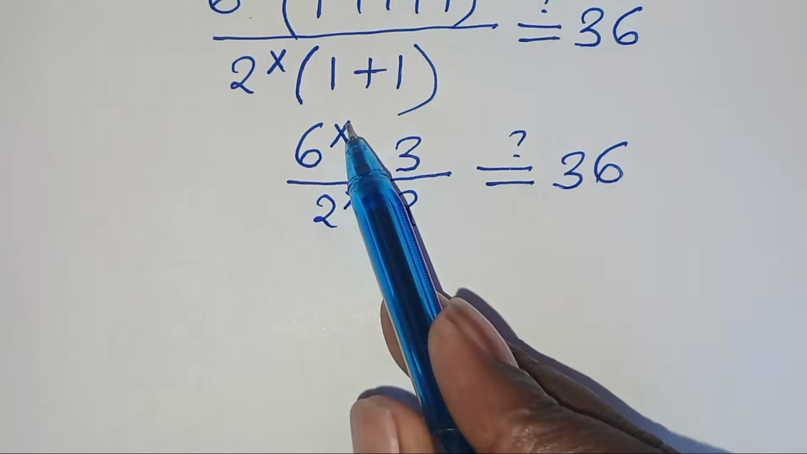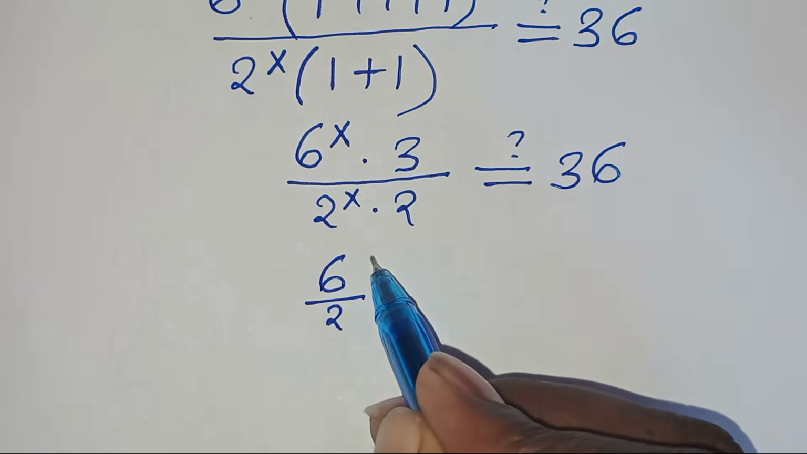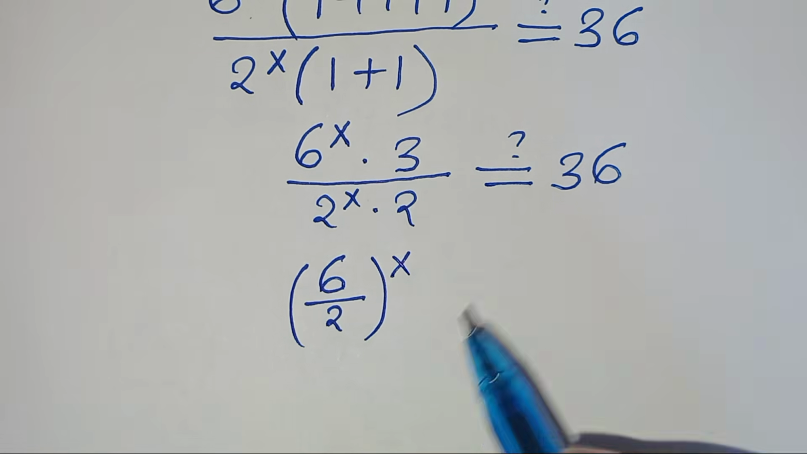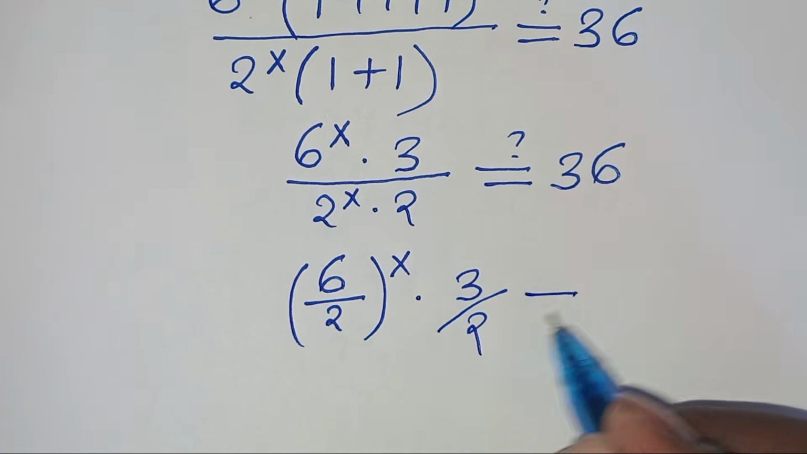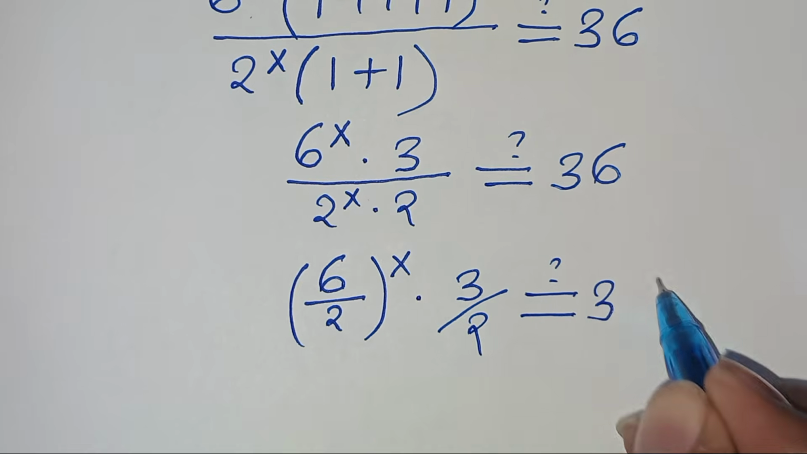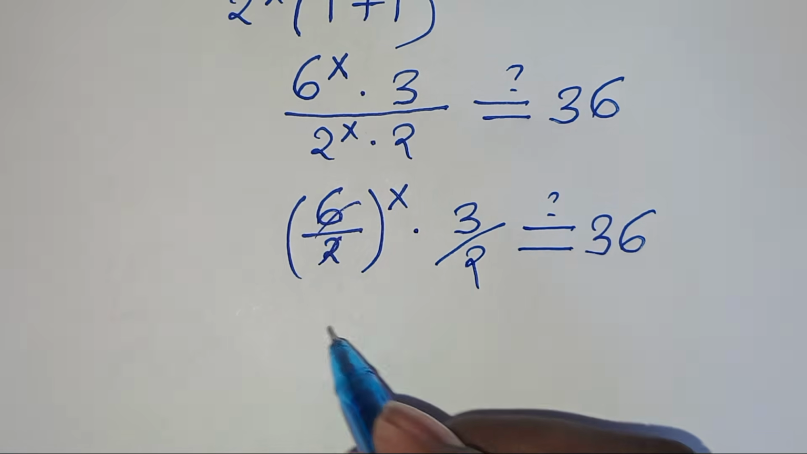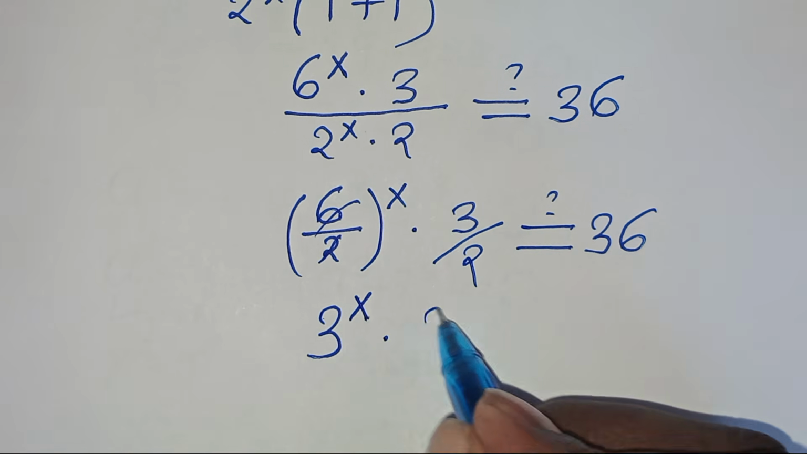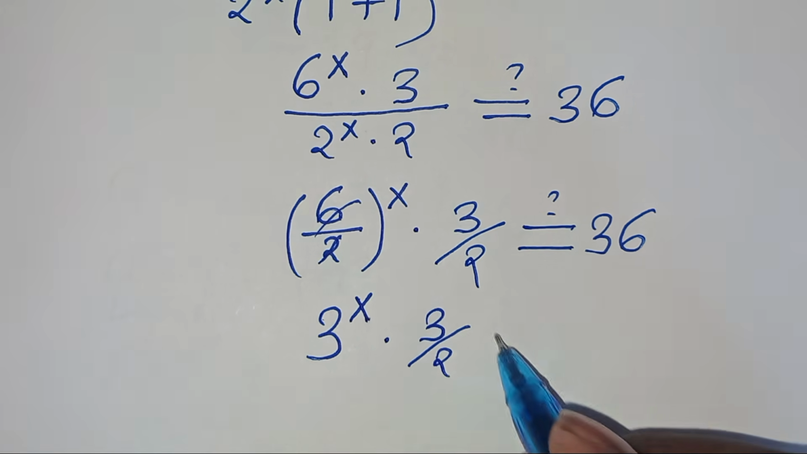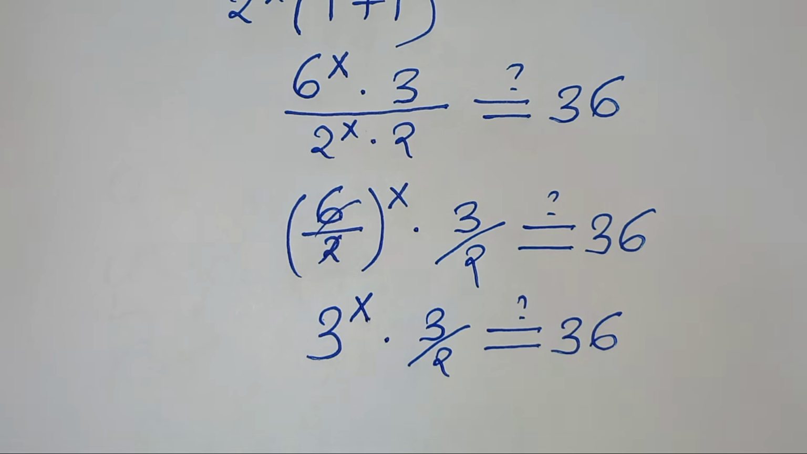So we have 6 to the power of x over 2 to the power of x. This is the same thing as 6 over 2 raised to the power of x, multiplied by 3 over 2. This is supposed to give us a value of 36. So this means that we have 3 raised to the power of x multiplied by 3 over 2. This should give us a value of 36.